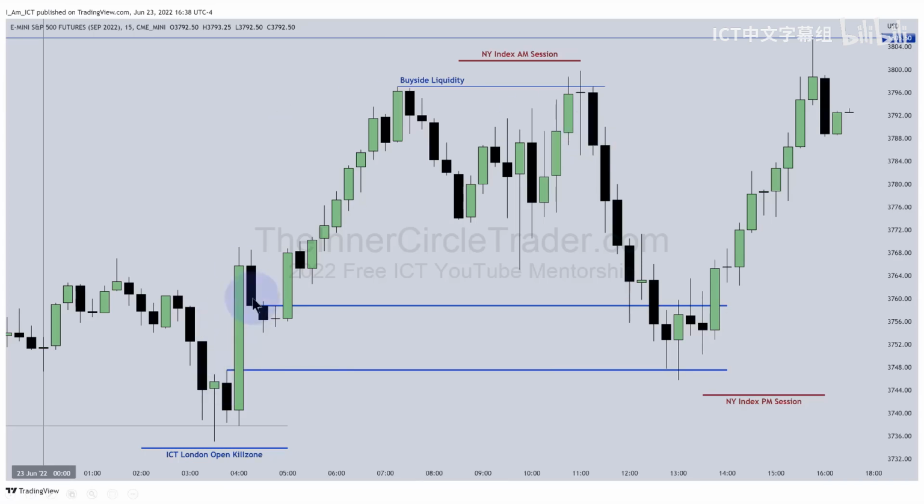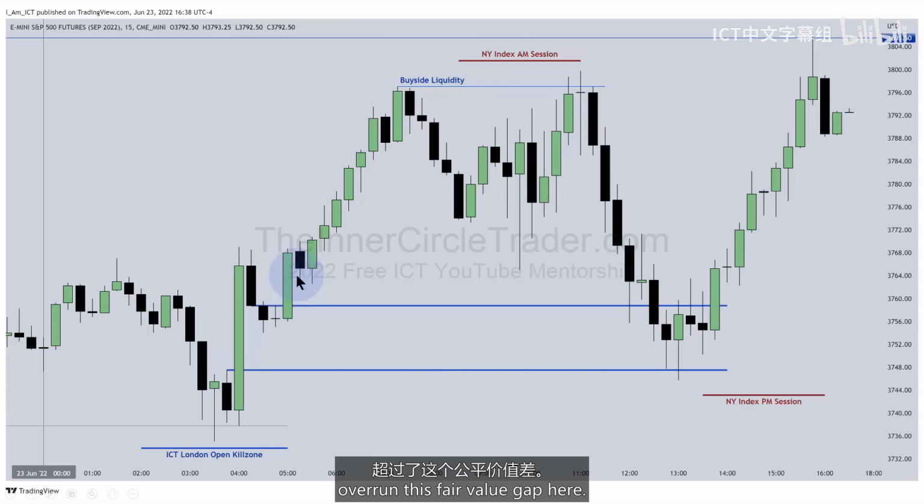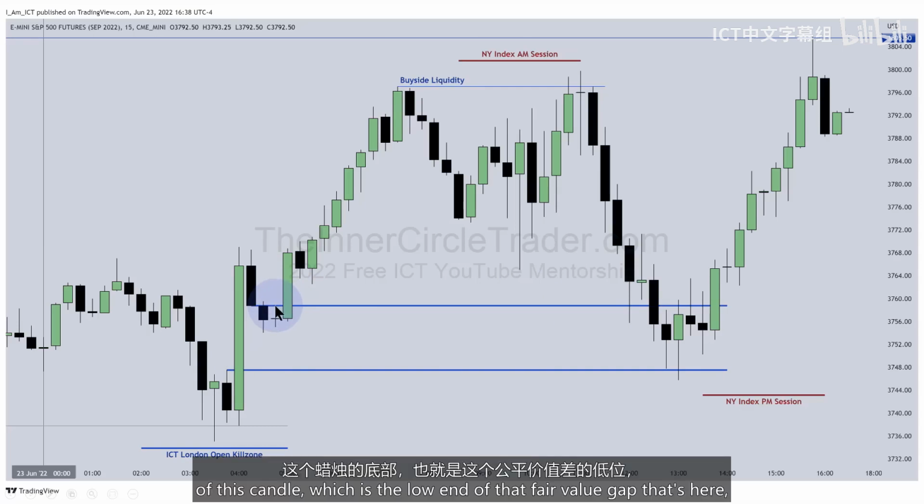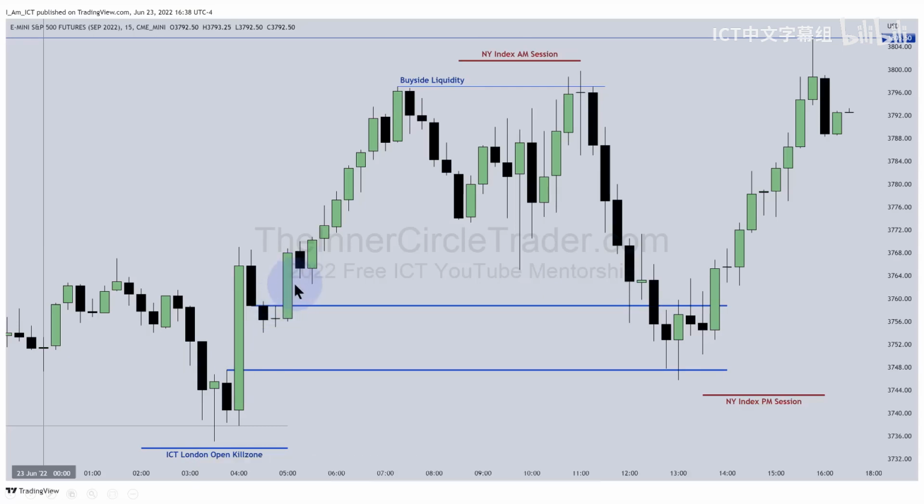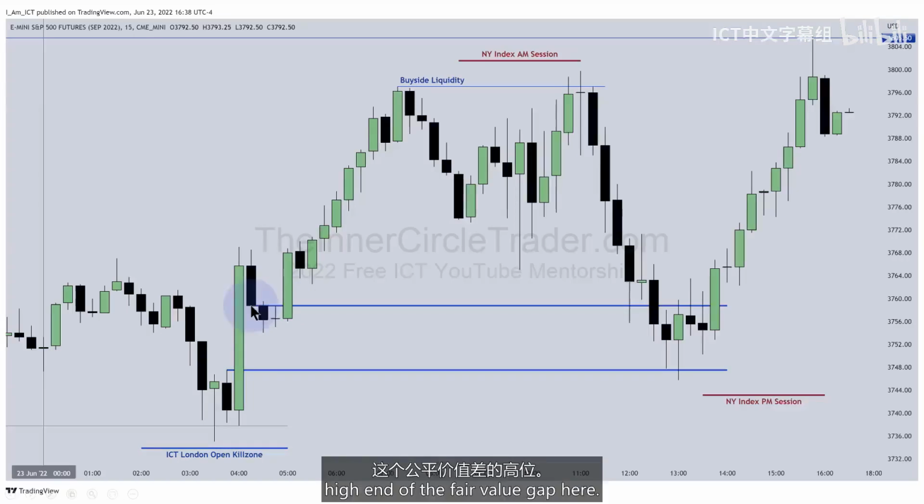See that? So the market eventually, after running the buy side here, drew all the way down, took out sell side here, overran this fair value gap here. Why did it do that? Because this is a larger one. So if it's going to go over top of this one and trade to the top of this candle, which is the low end of that fair value gap that's here, that's not noted on showing you by the respective candles. If it's going to go here, that's also the high end of the fair value gap here. So it's likely to go over top of this one and run into this one.